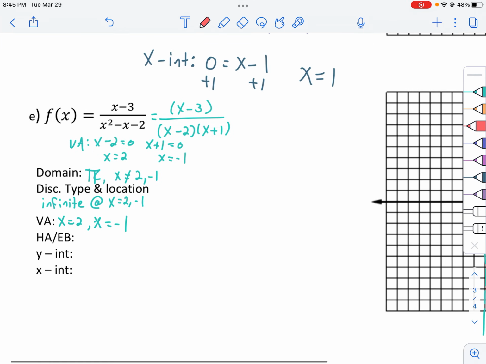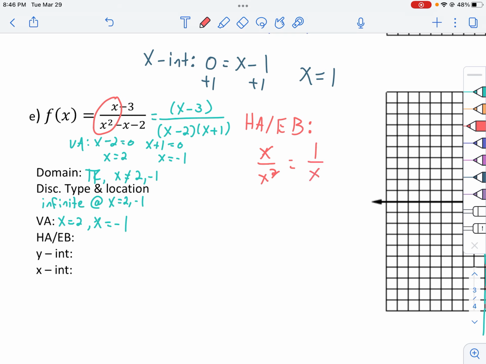All right, on to horizontal asymptote / end behavior. So when you look at this one, remember we always compare highest degree in the top to highest degree in the bottom. So that's x over x squared, which when you reduce that leaves you with 1 over x. Whenever there's x's left in the bottom, or you notice that the degree in the denominator is higher or larger than the degree in the numerator, this tells us that the end behavior or horizontal asymptote is just y equals 0.